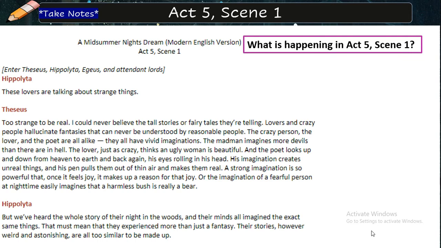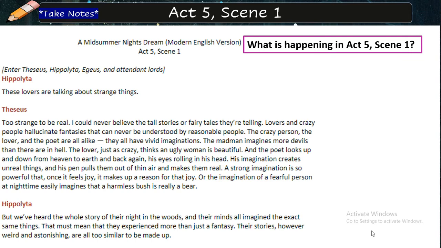The madman imagines more devils than there are in hell. The lover, just as crazy, thinks an ugly woman is beautiful. And the poet looks up and down from heaven to earth and back again, his eyes rolling in his head. His imagination creates unreal things, and his pen pulls them out of thin air and makes them real. A strong imagination is so powerful that once it feels joy, it makes up a reason for that joy. Or the imagination of a fearful person at nighttime easily imagines that a harmless bush is really a bear.